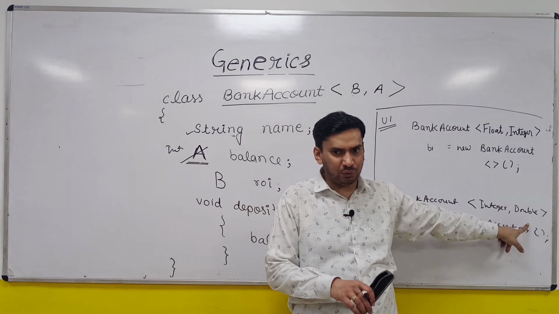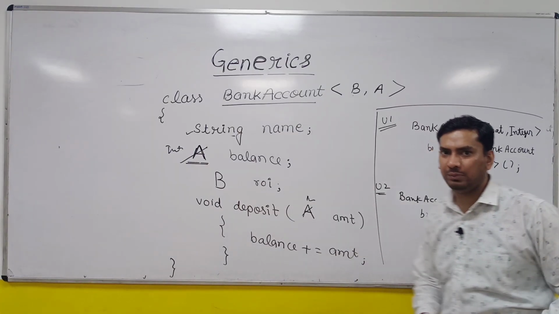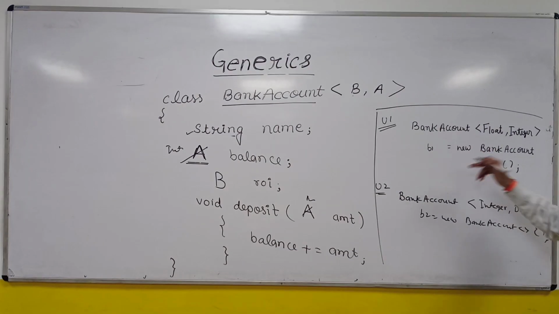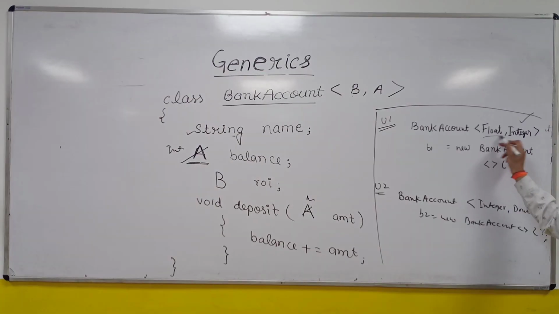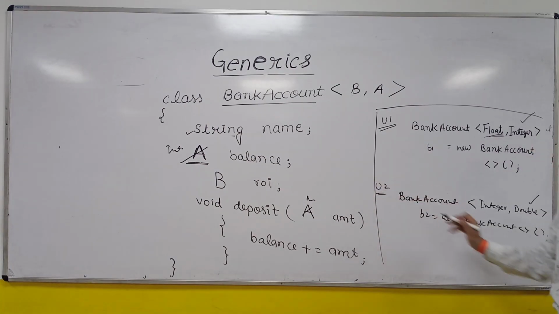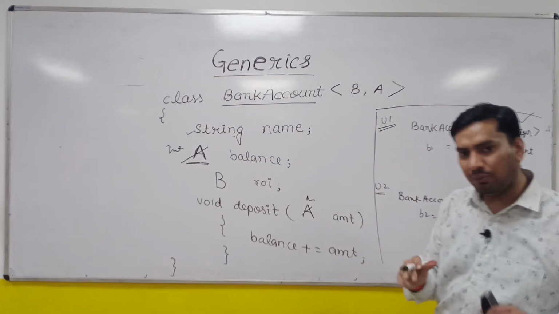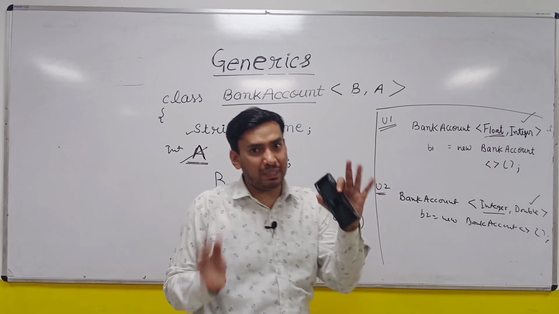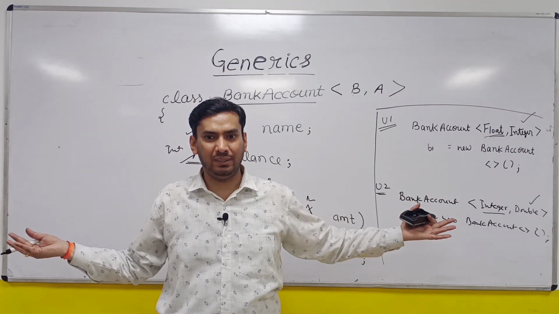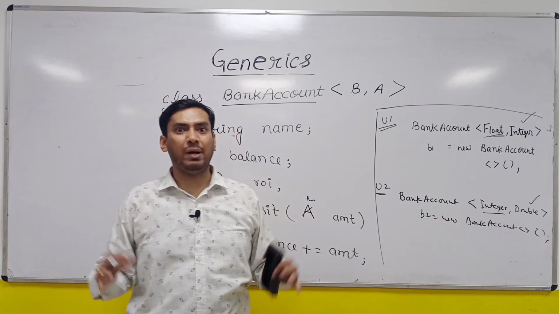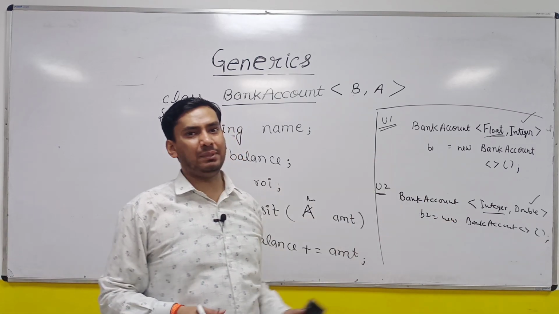So for the second user, now you can see the beauty of generics. For the first user, balance is of integer type. For the second user, balance is of double type. For the first user, the rate of interest is of float type, whereas for the second user, the rate of interest is of integer type. So this is the beauty of generics. Same class, but different objects can have different types. This is called a parameterized type, or type parameters.